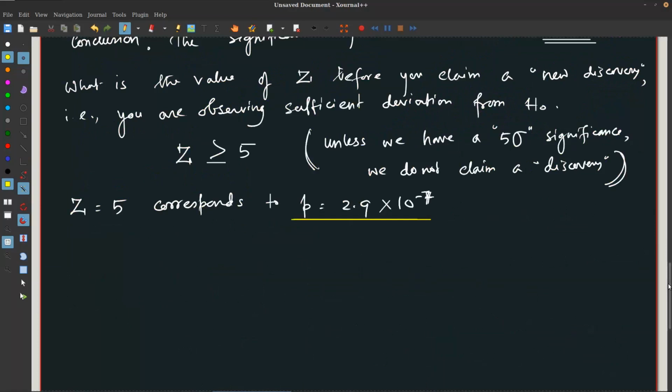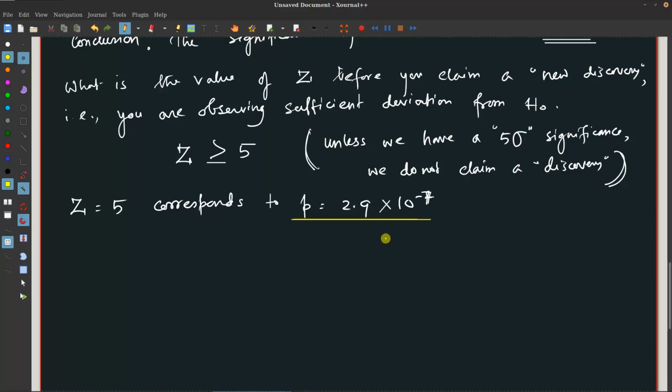In particle physics, we stop at z equals 5, which corresponds to p equals 10 to the power minus 7. In medical physics, when human life is in question, you have to be even more sure. Perhaps the p value needs to be even smaller before you conclude anything statistically significant. So it depends on the field, at what point you consider this p value sufficiently small to claim that you have observed a new effect.